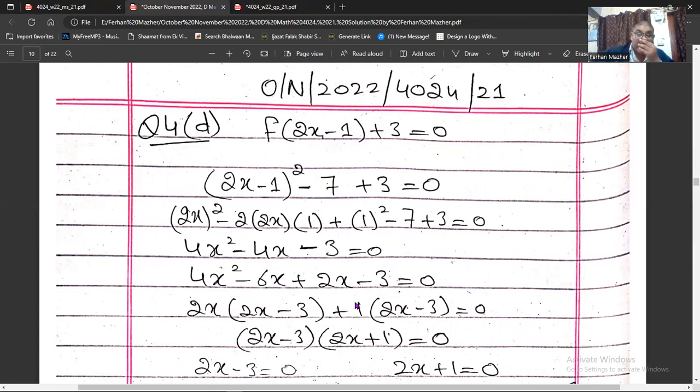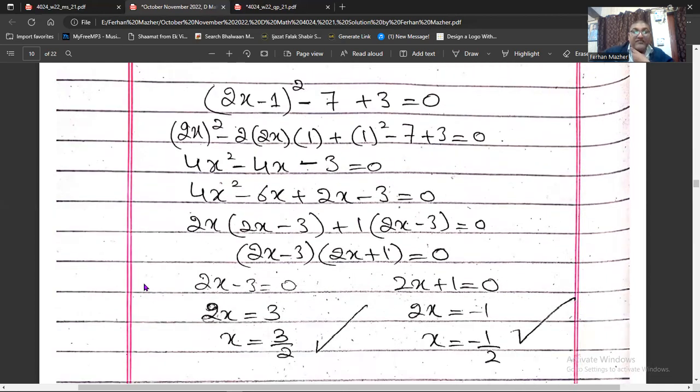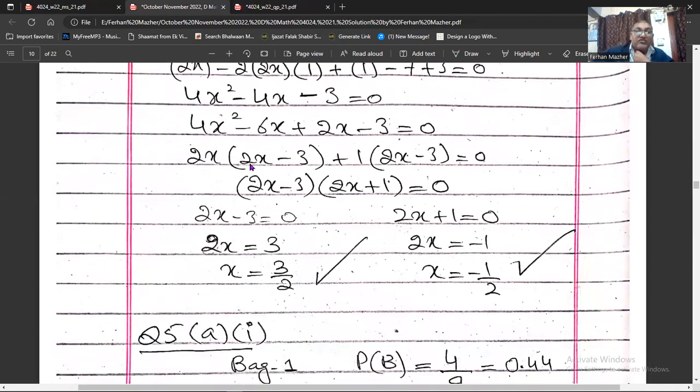I will do the middle term breaking. And from the first two, I can take 2x common. So here 2x minus 3. From the last two terms, I can take plus 1 common. 2x minus 3 is in the bracket. Now this 2x minus 3 is common. From here, you will have 2x. From here, you have plus 1 in the other bracket.